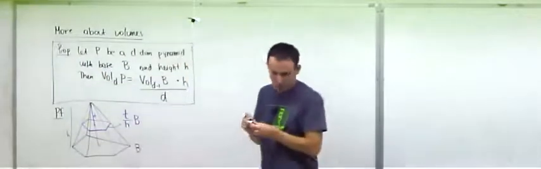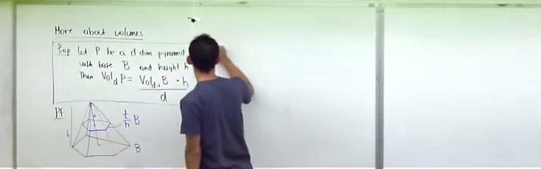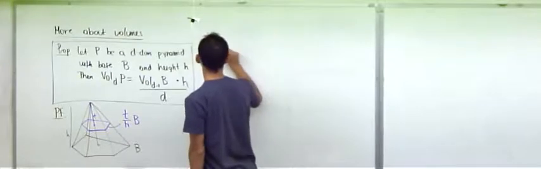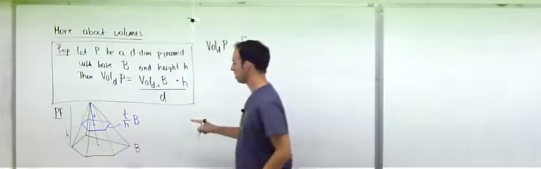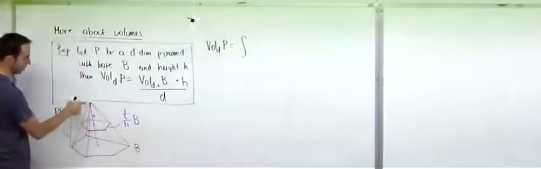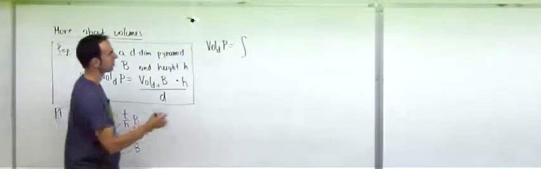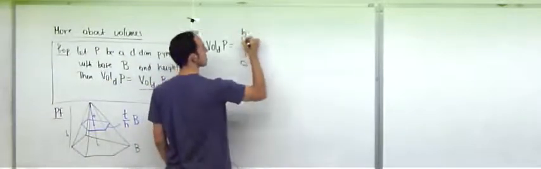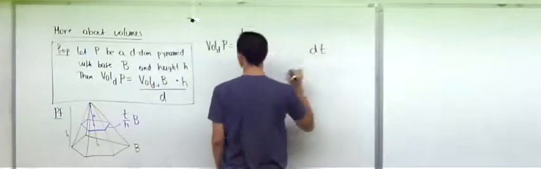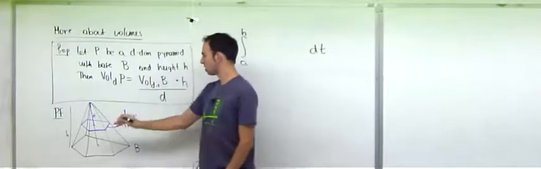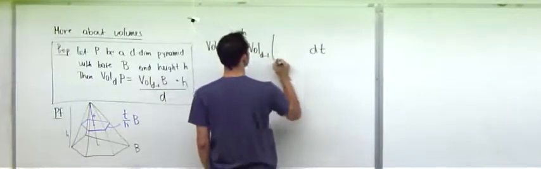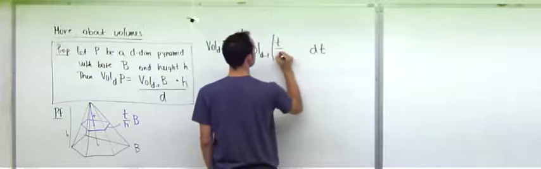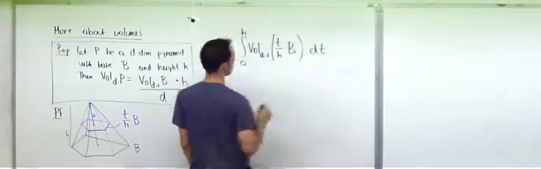And so that means that the volume of my pyramid is going to be the integral over t ranging from 0 to h. Okay, my variable is t. And then what I have to integrate is the volume of the slice.